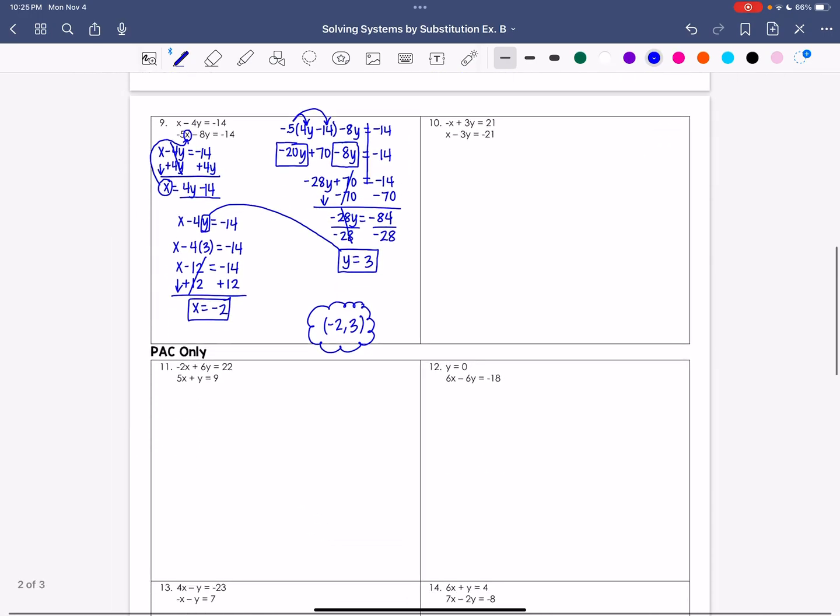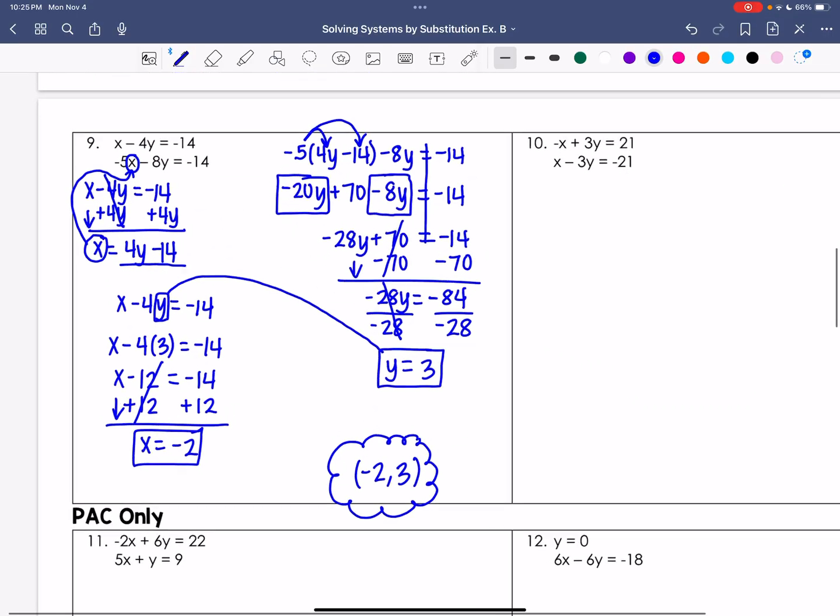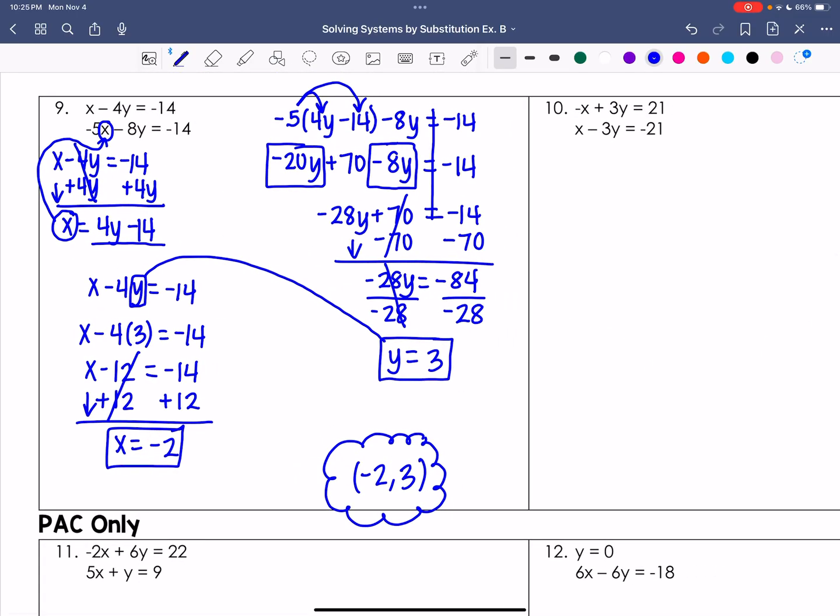So that is going to be the refresher going over the substitution method. Again, make sure that you are finishing up your solving systems by graphing and then solving by substitution, exercise A. You should not have very many questions left on either of those. And then you can go ahead and complete this assignment.